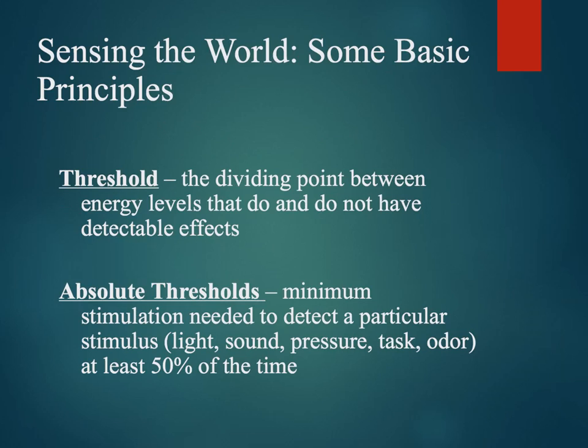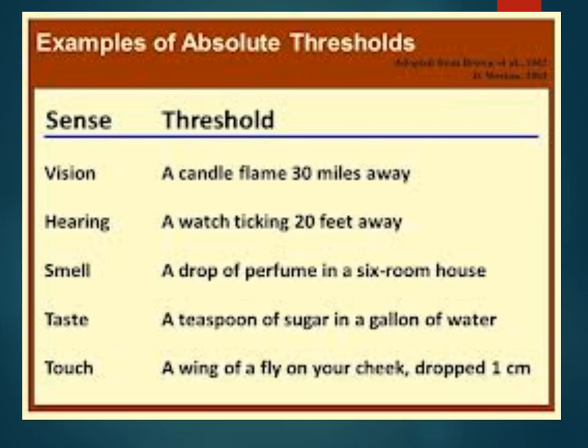The absolute threshold is the minimum stimulation needed to detect a particular stimulus, at least 50% of the time. So if someone shines a light in your face and you detect it 50% of the time, it has surpassed your absolute threshold. If someone has a really high-pitched phone ringer, then you might not be able to hear it, but the person who owns the phone might be able to hear it. So it passes that person's absolute threshold, but it does not surpass yours. So for you, that stimulation is more subliminal, which we'll talk about here in a second.